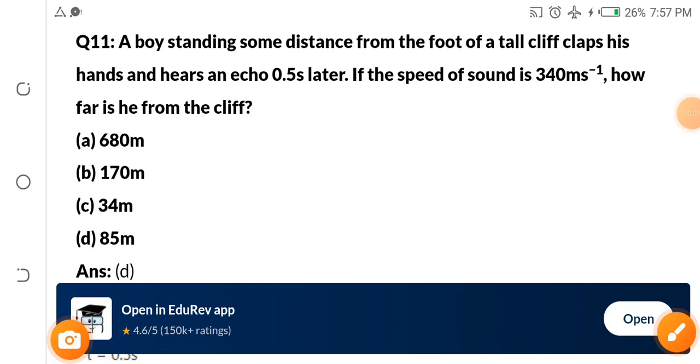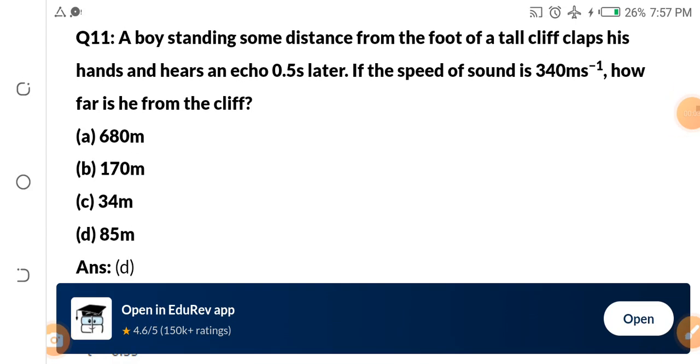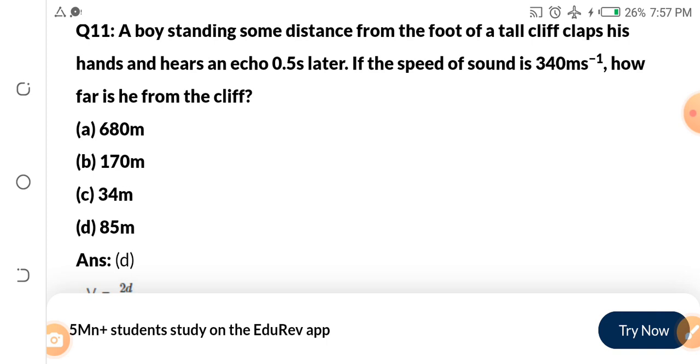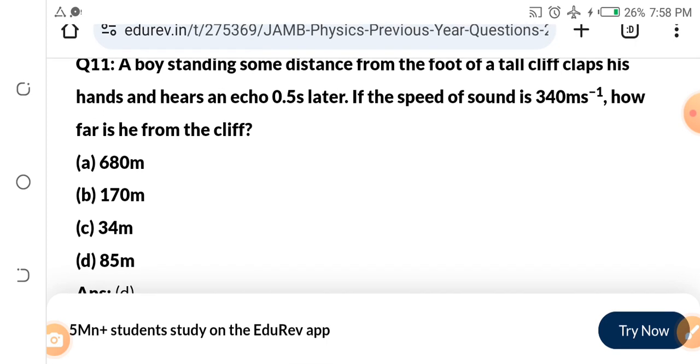Now, without wasting time, we will continue from where we stopped in part 15. This is part 16. Question number 11. This is where we stopped in part 15.